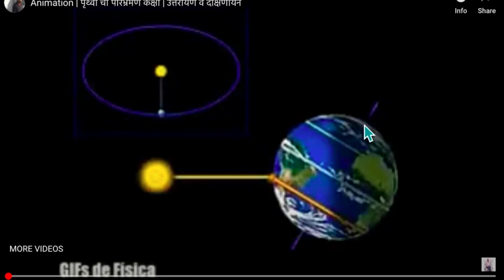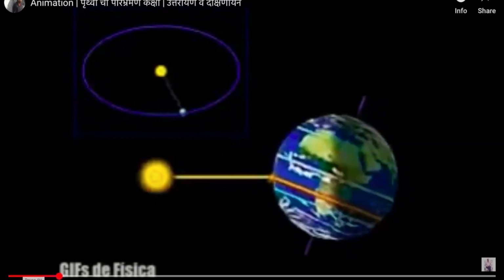So this is our winter solstice point, where the sun is there, and the north pole is away from the sun. So this point is the winter solstice day, where the sun rays are falling on Tropic of Capricorn, and it is winter over here. So this point is specifically the winter solstice. Let's try to see what happens further.